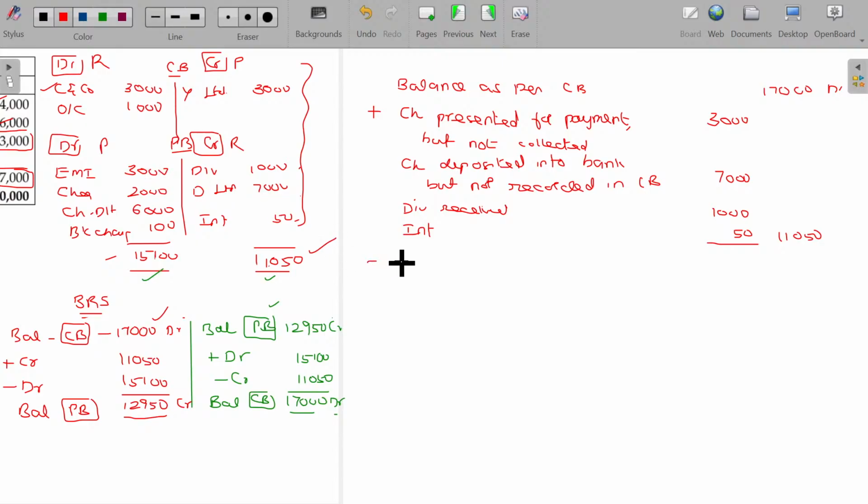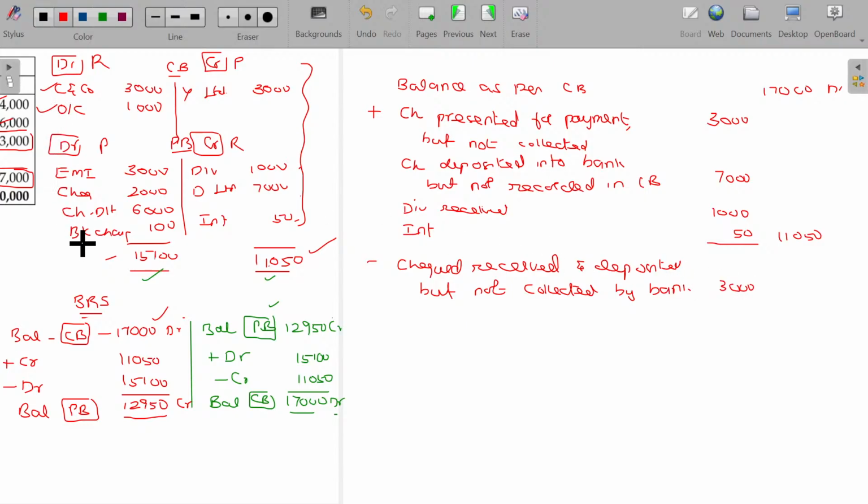So, check received and deposited, but not collected by the banker. The banker has not collected and deposited it in my account, but not collected by the bank. This value being 3,000.